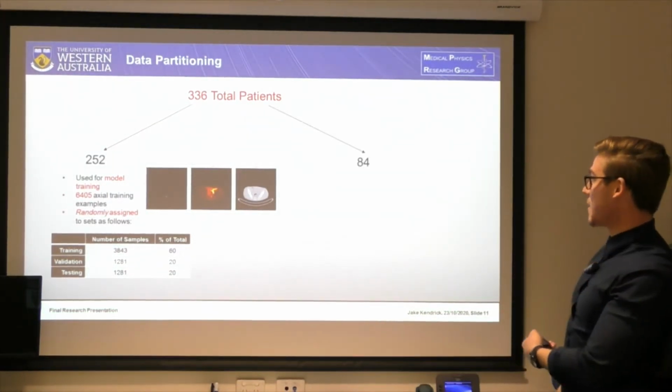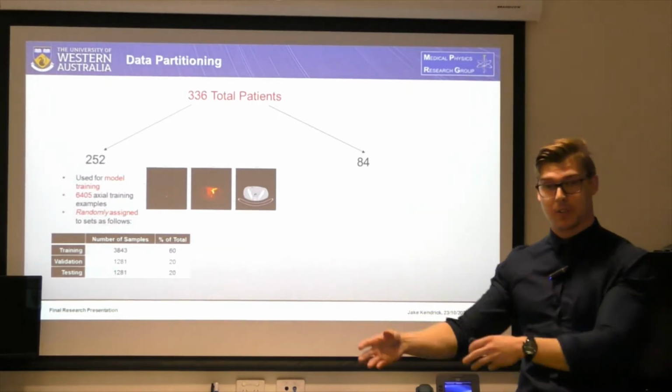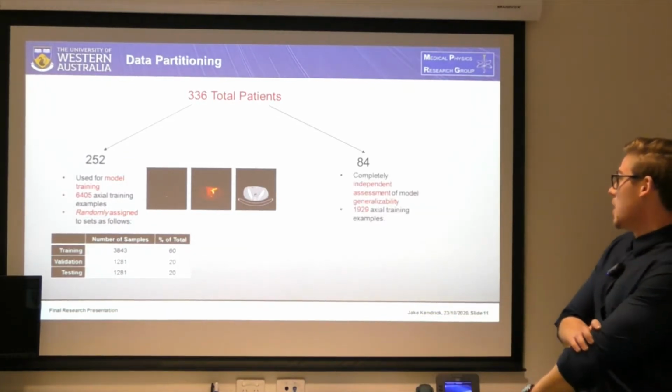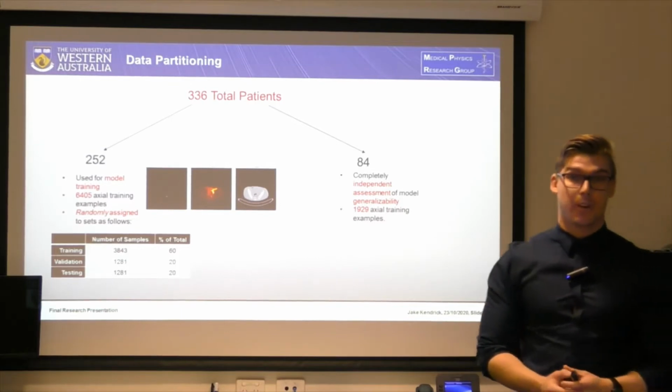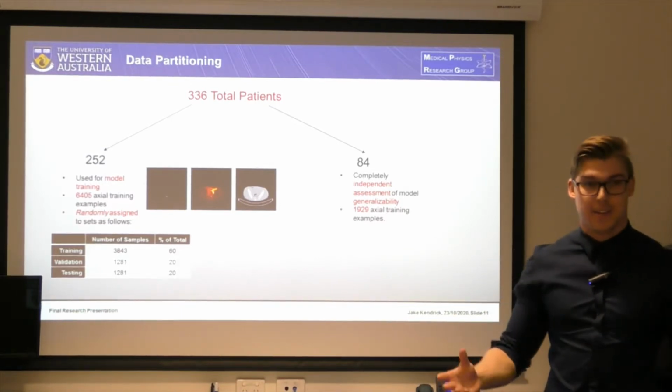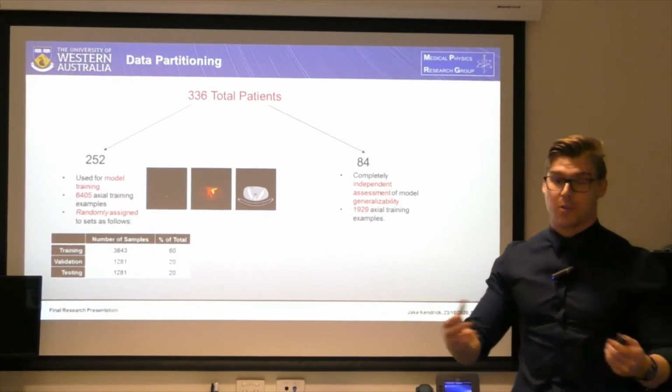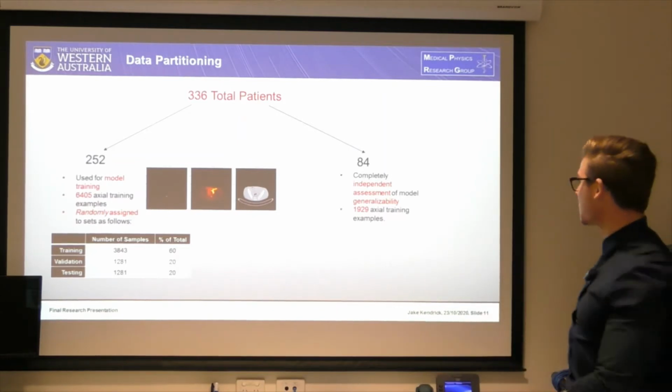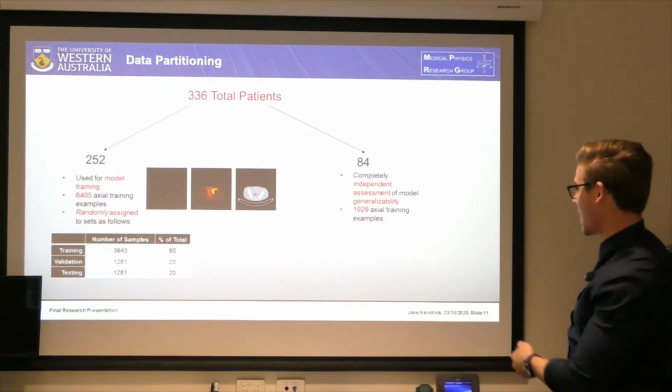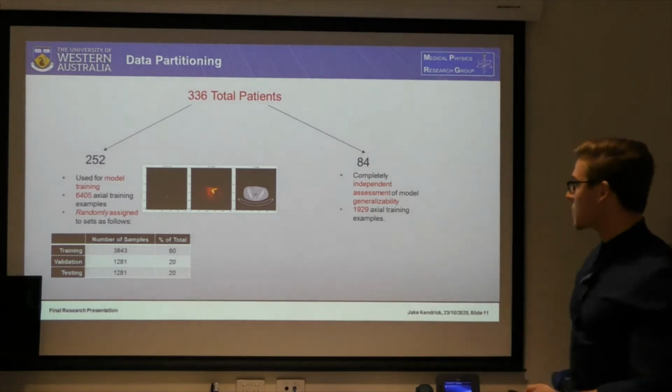And then the remaining 84 patients, which became available closer to the conclusion of the project, served as a completely independent assessment of model generalizability. So we need to test it on an independent set it's never seen before so that we can ascertain how well it performs. And that gave us an extra 1,929 training examples.